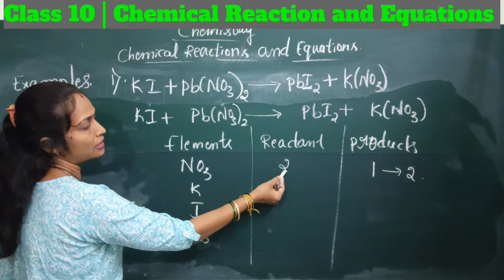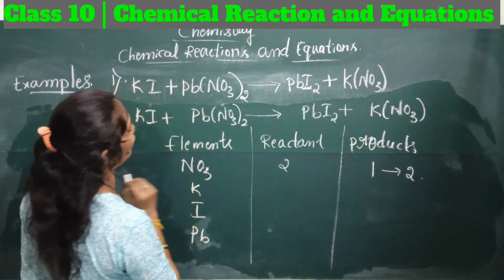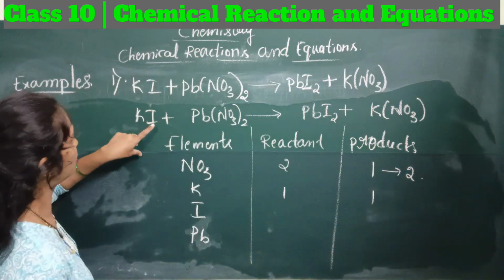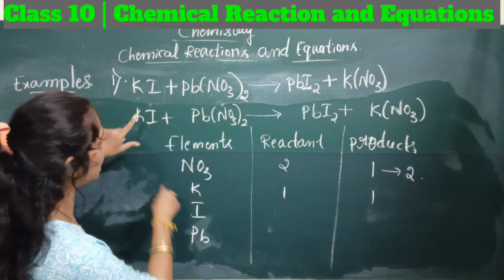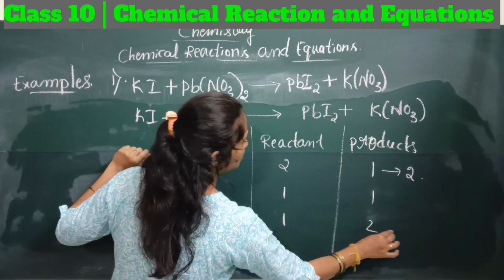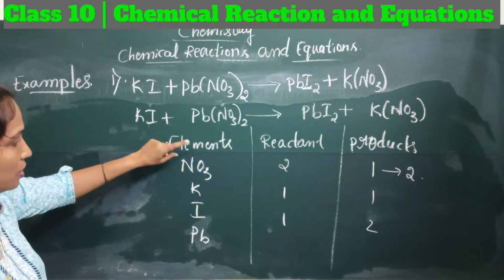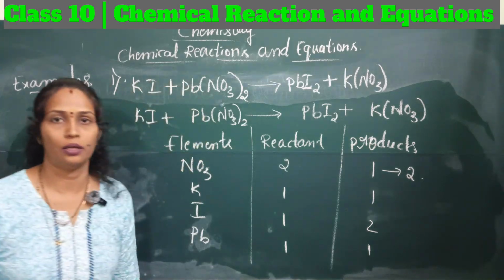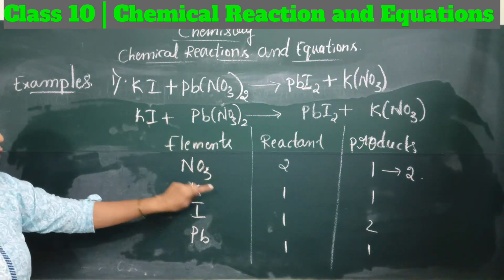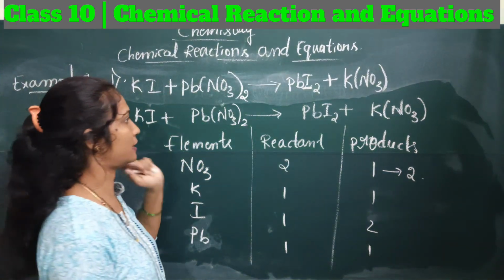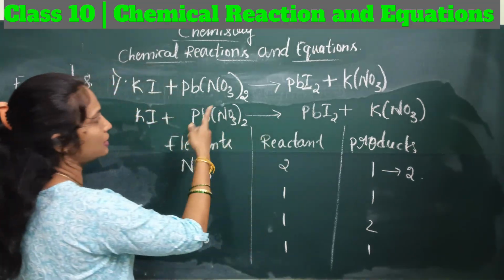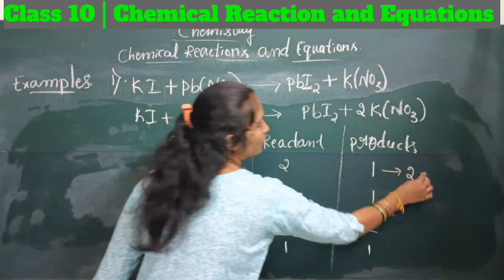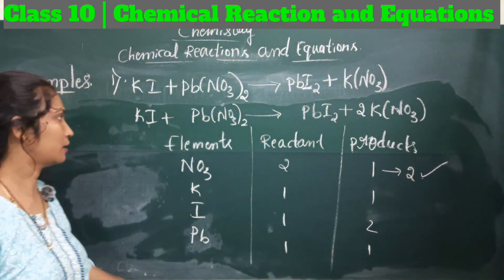So how much nitrate is there? 2. And how much potassium is there, guys? Both sides, 1. And how much iodine is there? Here it is 1 and here it is 2. And how much lead is there? Here also 1, here also 1. Correct? First, what we need to balance? Polyatomic group, nitrate. So where is it? Okay, here I'll put 2. Now it got balanced. Yes, correct.